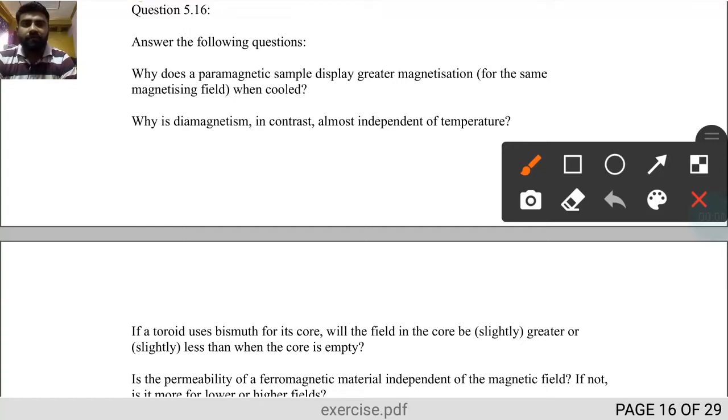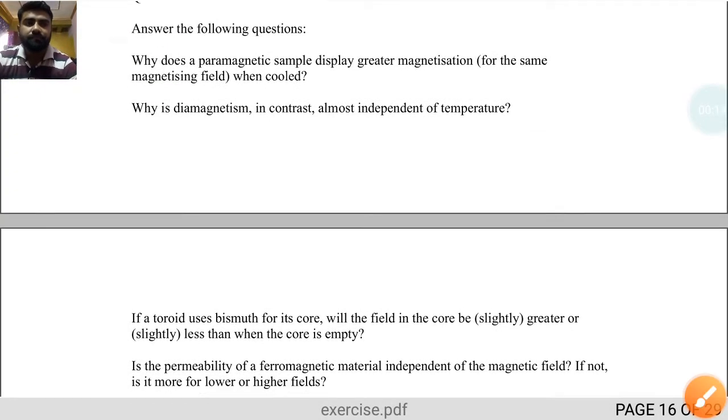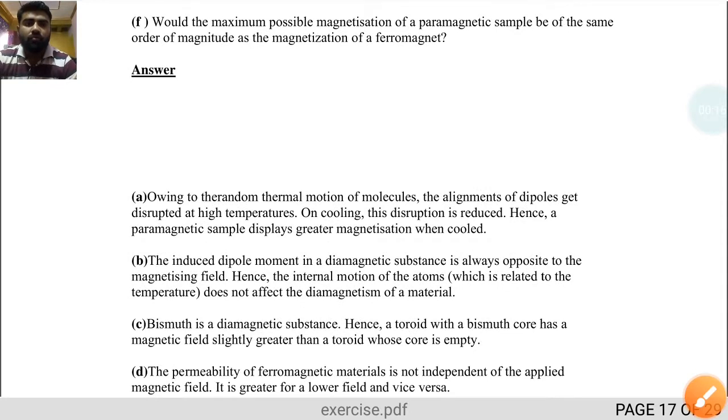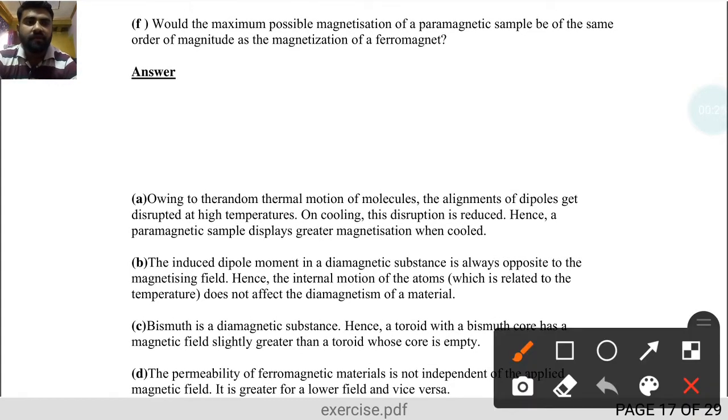Answer the following questions. Why does a paramagnetic sample display greater magnetization for the same magnetizing field when cooled? Right. So the answer for this question is that owing to random thermal motion of molecules, the alignment of dipoles gets disrupted at high temperature.